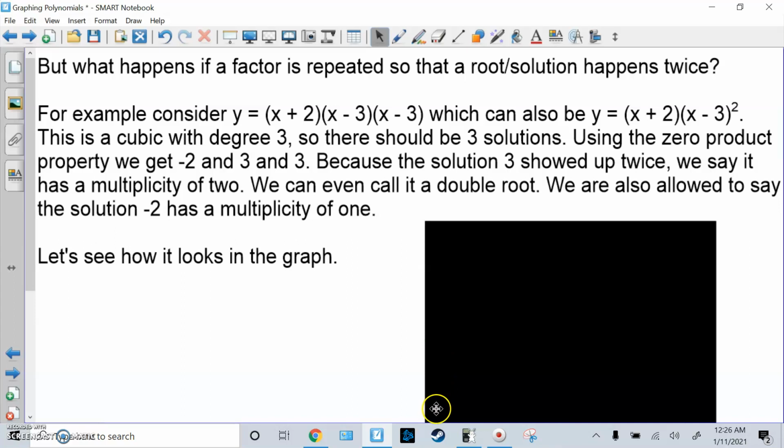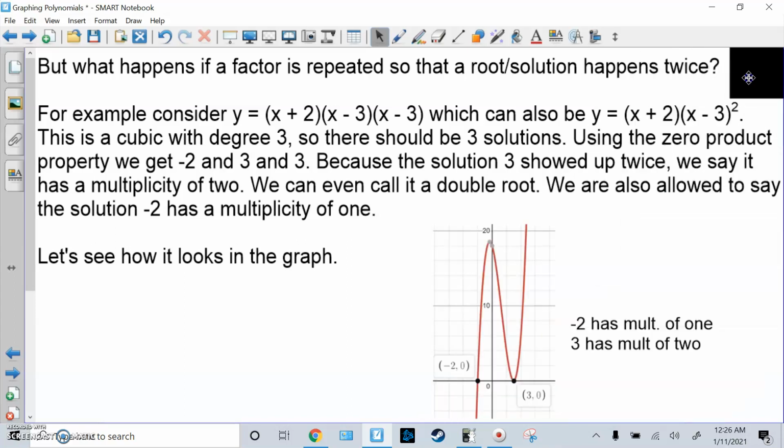Now let's see what happens in the graph. So this should not be a quadratic anymore. It's not going to be a U. It should be that little S shape. So it is. Negative 2 has a multiplicity of 1 right here, and positive 3 has a multiplicity of 2 right there.